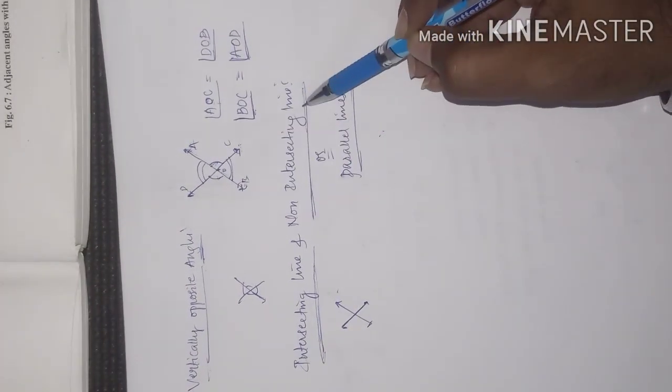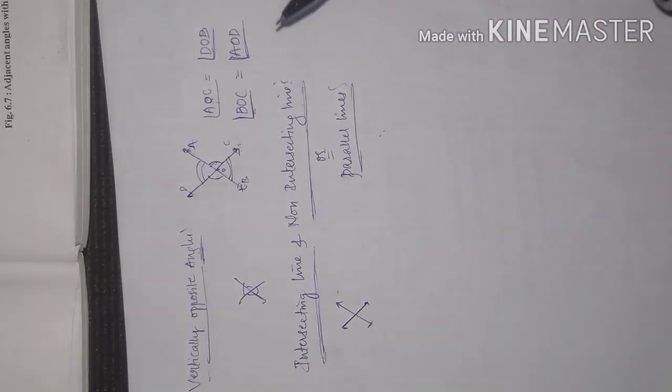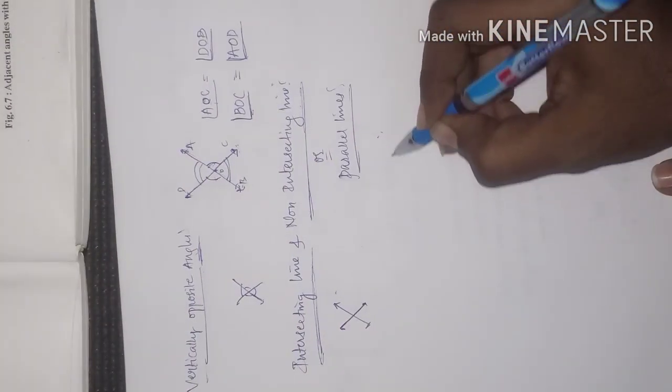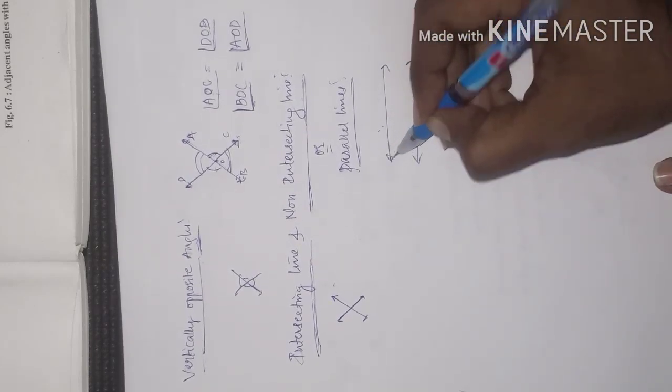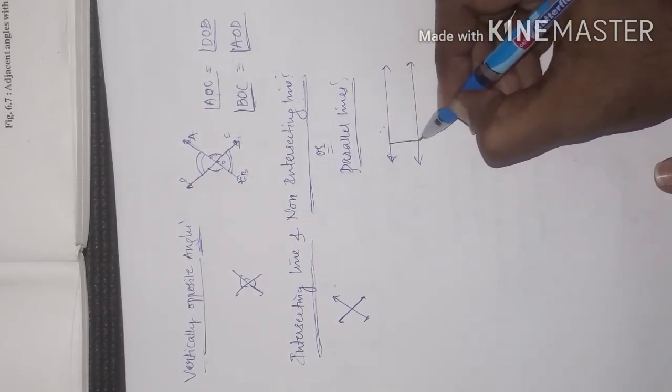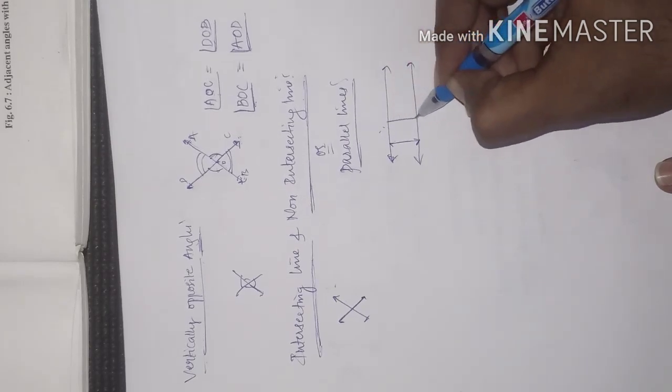One more way of defining non-intersecting lines is that non-intersecting lines are the lines which are equidistant from each other, or else which have an equal distance between them.